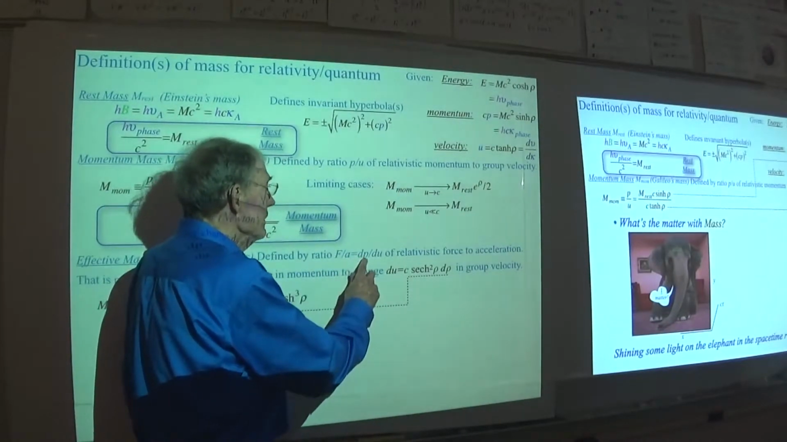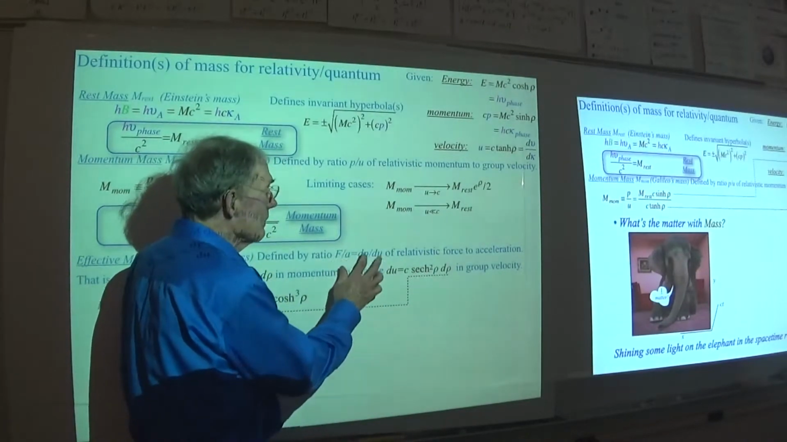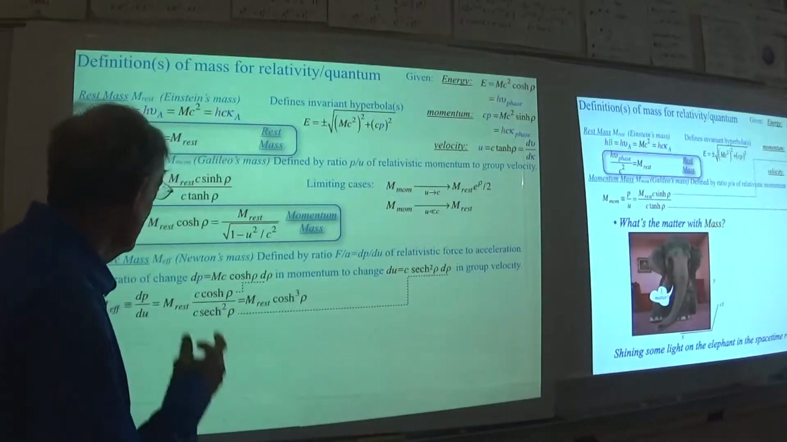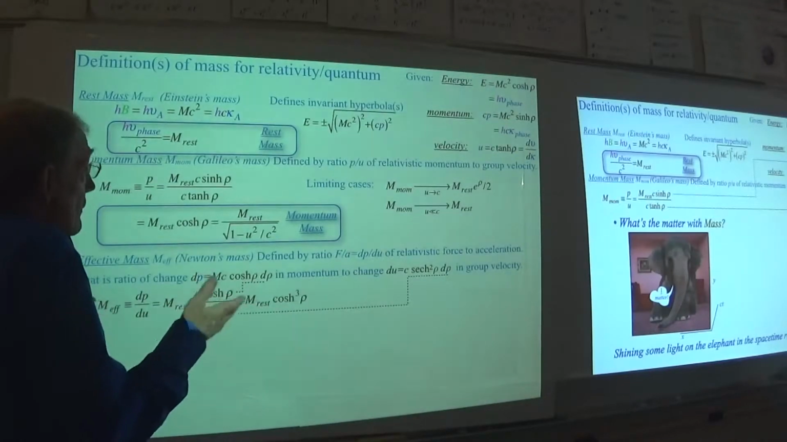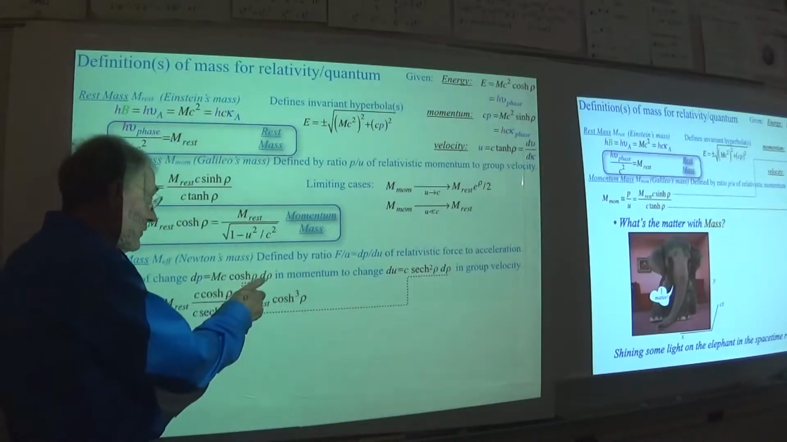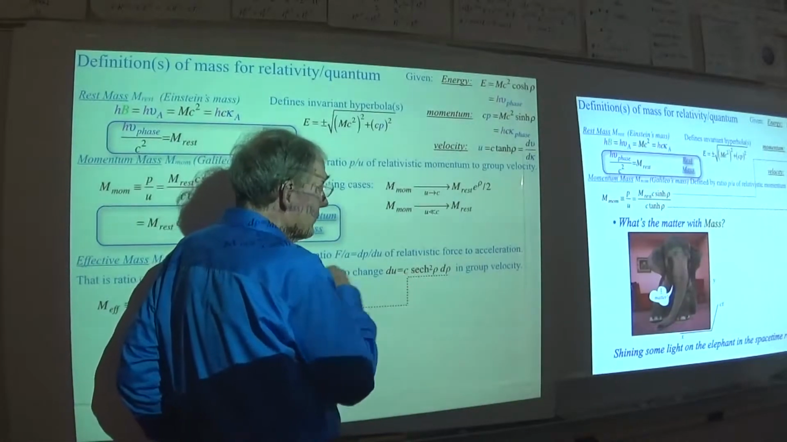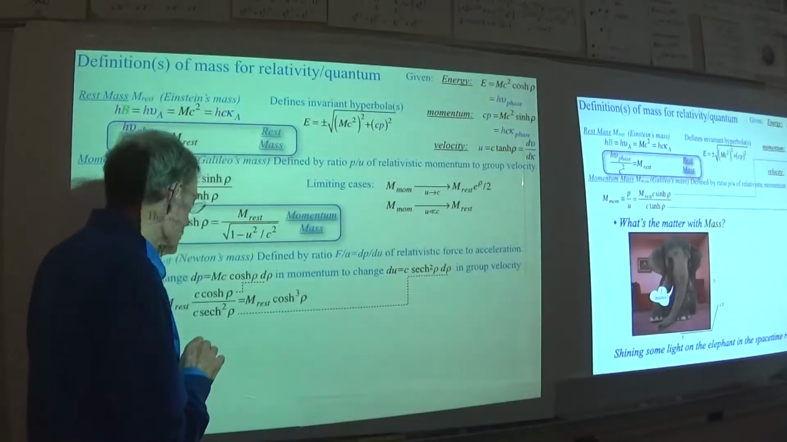That's dp/dt over du/dt. Cancel the dt's, and I'm talking about the derivative of momentum with respect to velocity. Well, that's pretty easy when you have mu as a thing, but now we've got dp as this thing, and the change of the u, that's the hyperbolic tangent, is hyperbolic secant squared.